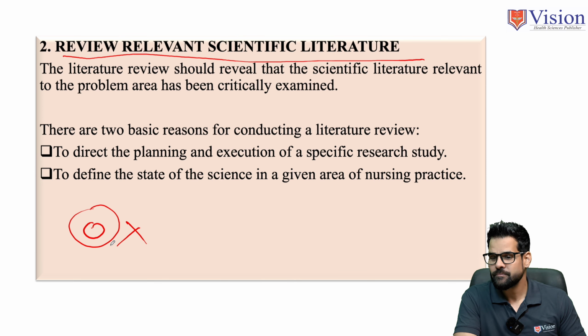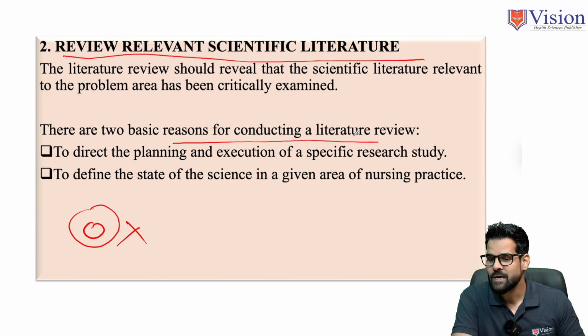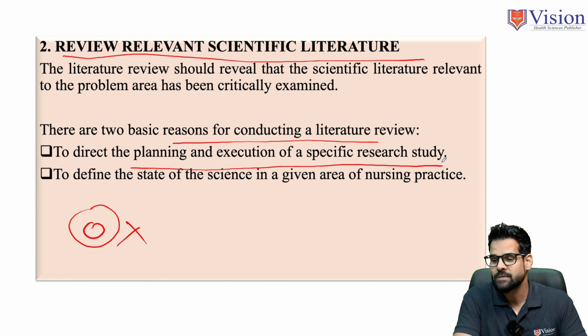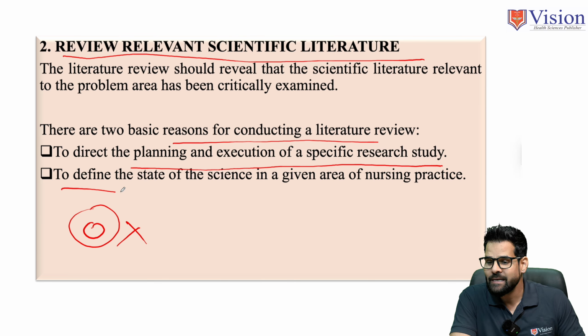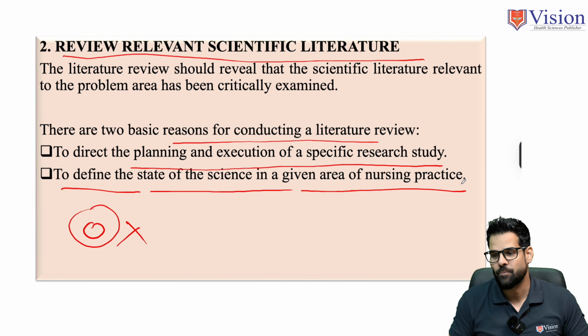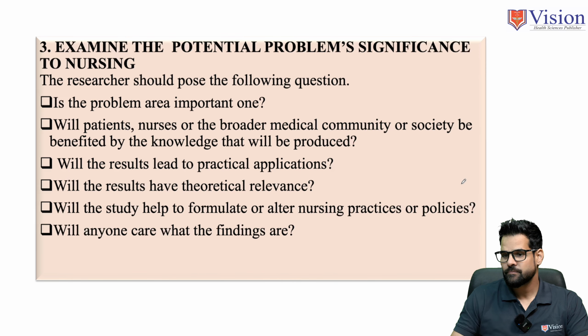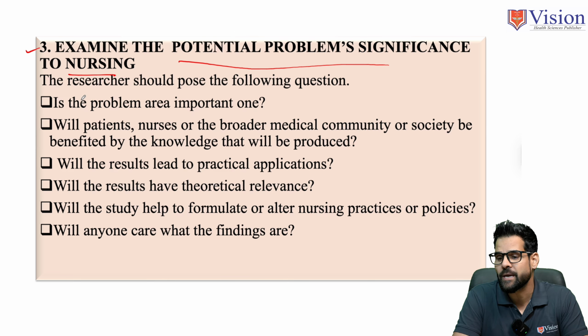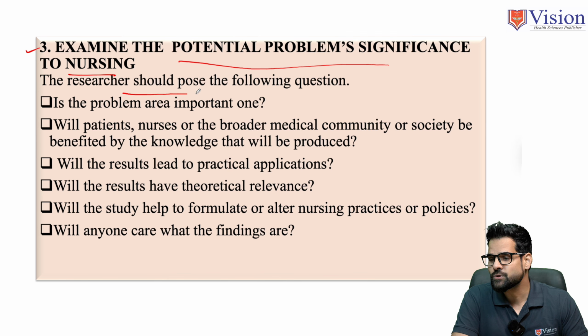Okay, all these points. So there are 2 basic reasons for conducting a literature review. One is to direct the planning and execution of the specific study, because if other people have already done the topic which you are interested in, then of course their experiences, which they might have documented in their papers, help you to plan. Then, to define the state of science in a given area for nursing practice. So that is another important point. Now the third point is to examine the potential problem significance to nursing. That's another important topic that one has to consider. The researcher should pose the following questions.